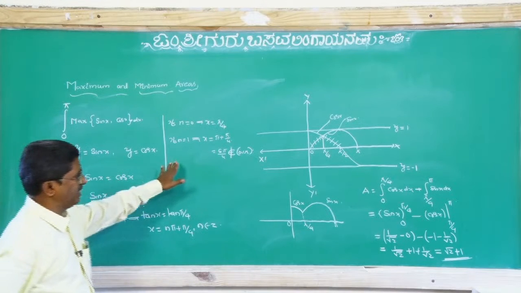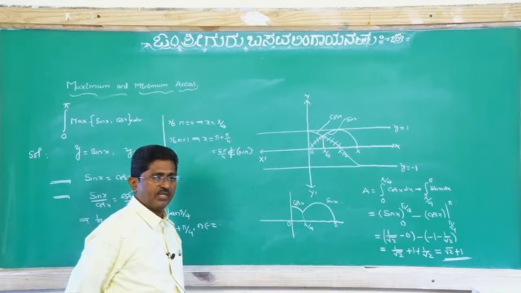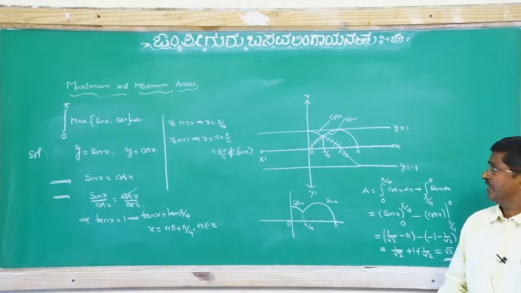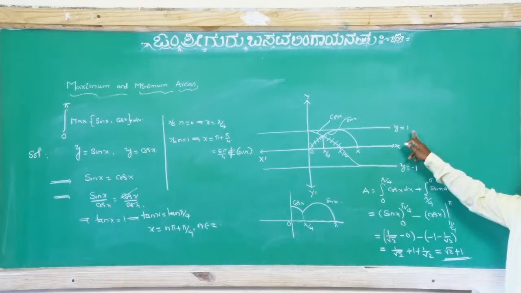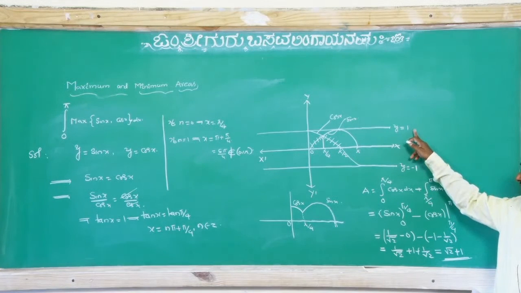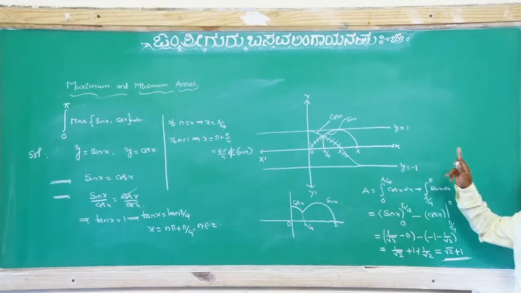Once we got the point of intersection, then the location of the graph is essential. So, the given functions are sin x, cos x. First of all, the maximum value of sin x is equal to 1, the minimum value of sin x is equal to minus 1. The maximum value of cos x is equal to plus 1 and the minimum value of cos x is equal to minus 1. Draw the graph.